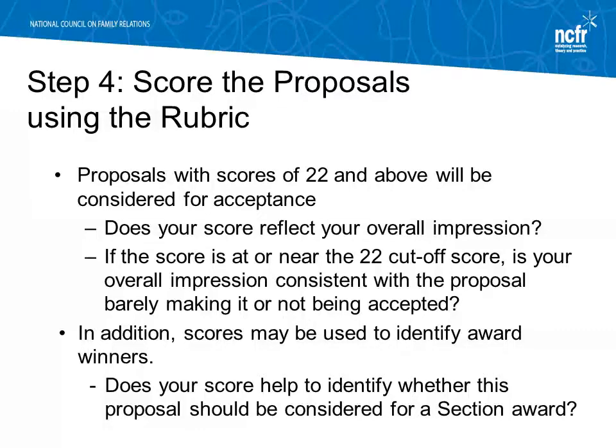Something else to remember is that scores may be used by the section to help identify award winners. So think about the score that you have provided for the proposal, and does it really reflect or identify whether this proposal should be considered for a section award? Most of those awards go to proposals that are in the very high 20s, or maybe those very rare proposals that receive a score of 30.